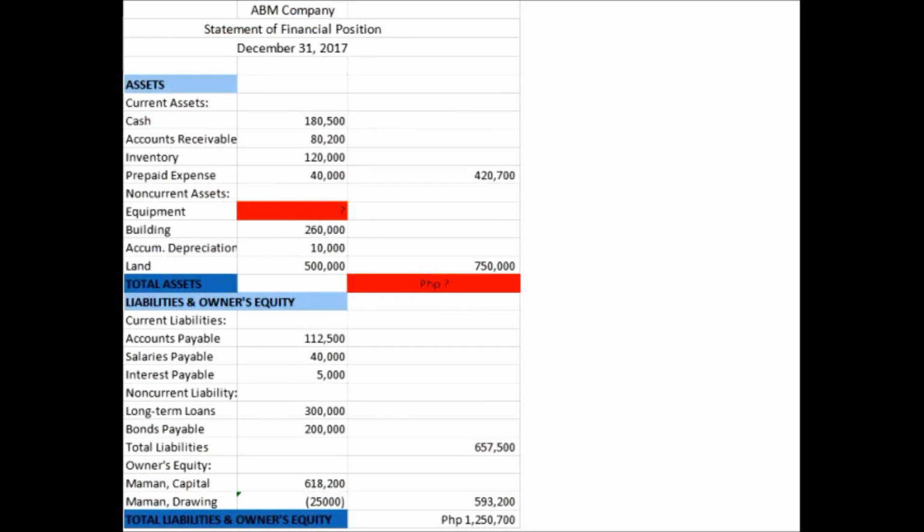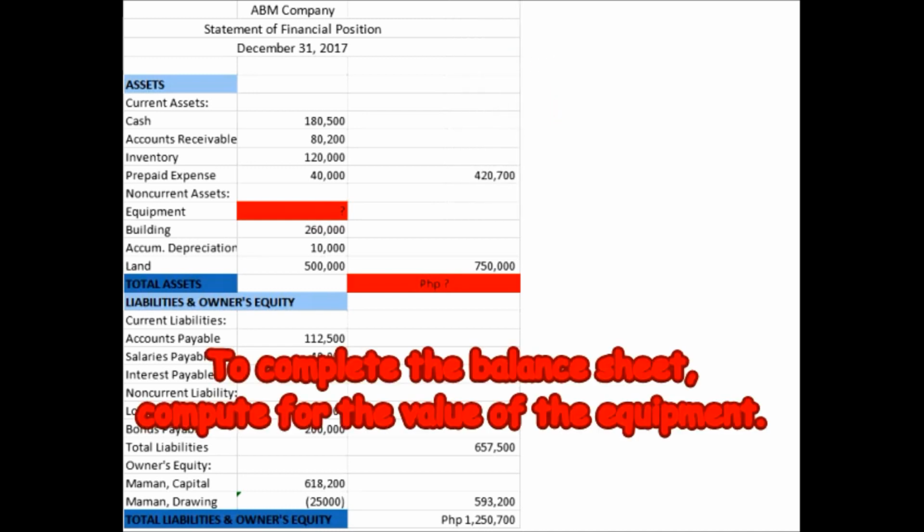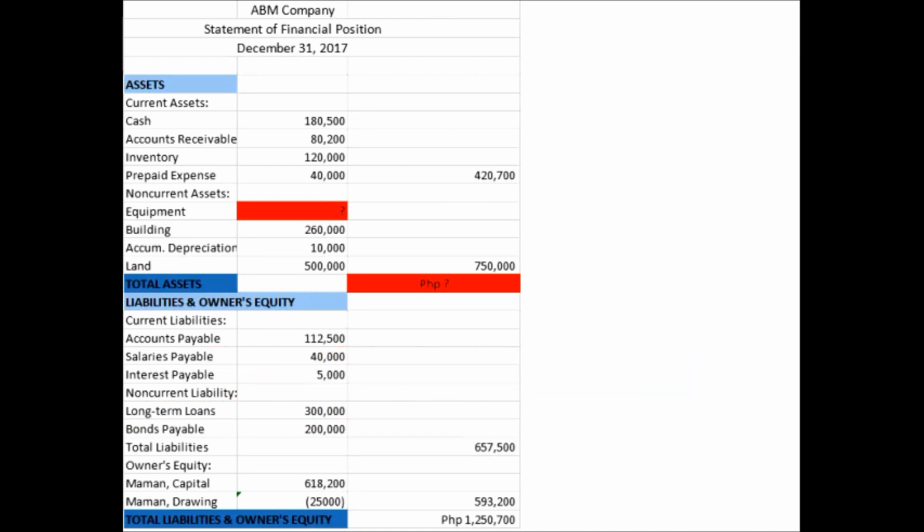In preparing a statement of financial position, the heading is very important. Start with the company name, then statement of financial position, and then the date, as of December 31st, 2017. But there is no given information about the equipment. Now, how to solve for the value of equipment.